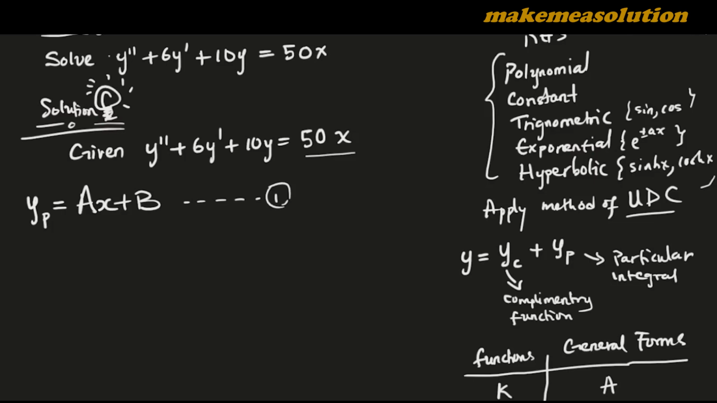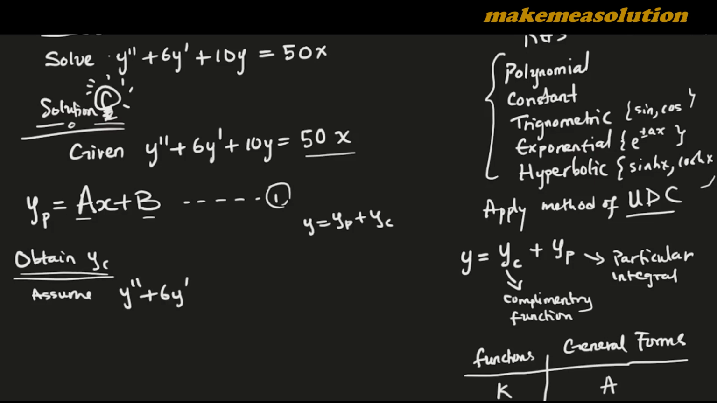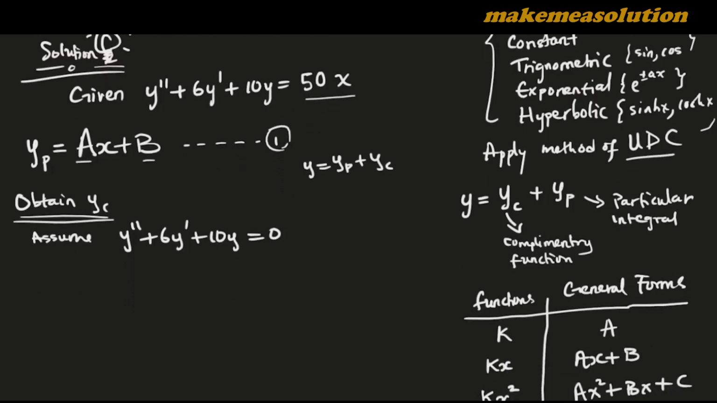The next thing is to obtain yc. Remember that y is equal to yp plus yc. These values a and b are called undetermined coefficients, and we are going to determine them in the course of solving this problem. To obtain yc, you need to assume that y'' plus 6y' plus 10y is equal to 0.